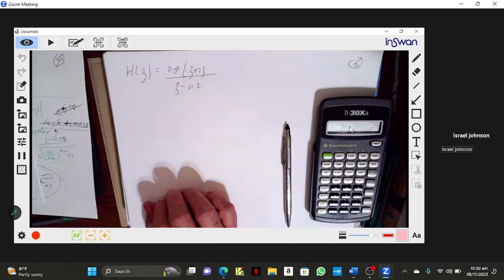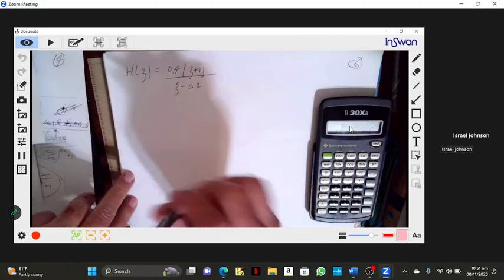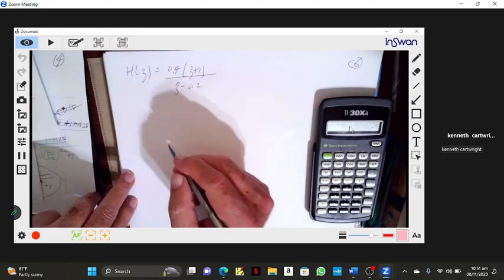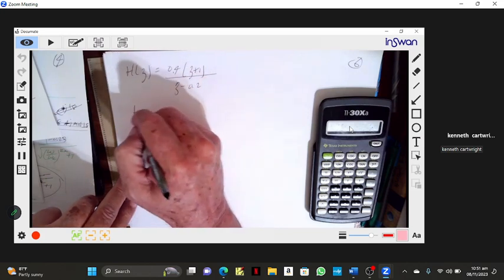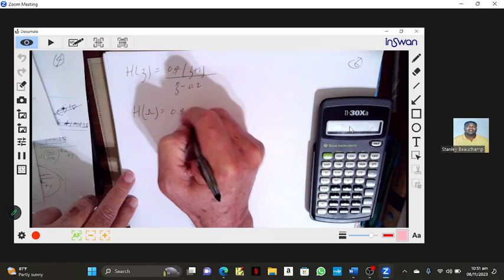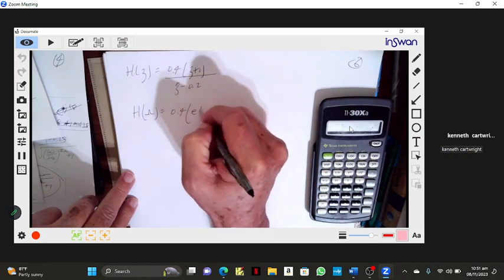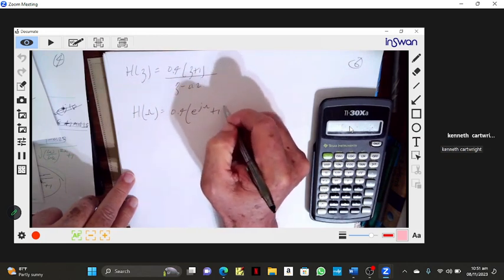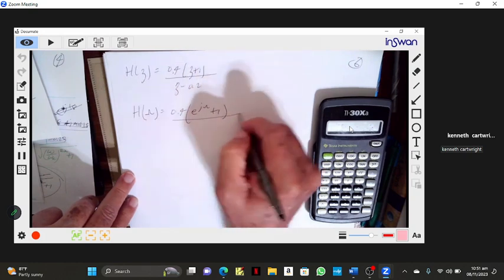Sorry. I guess the first thing we can do is expand the 0.4 times. To get the magnitude, we need the frequency response, H of omega. So that's 0.4 times (e to the j omega plus 1) over (e to the j omega minus 0.2).